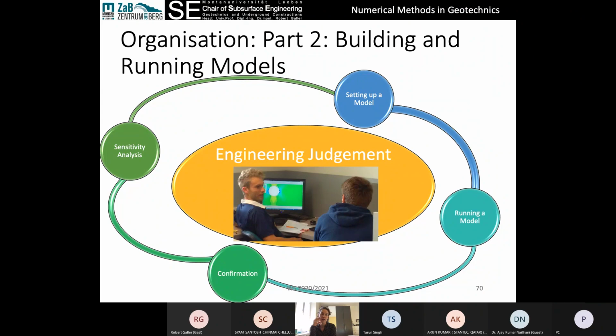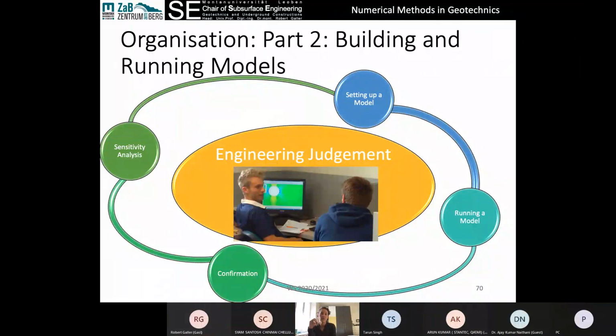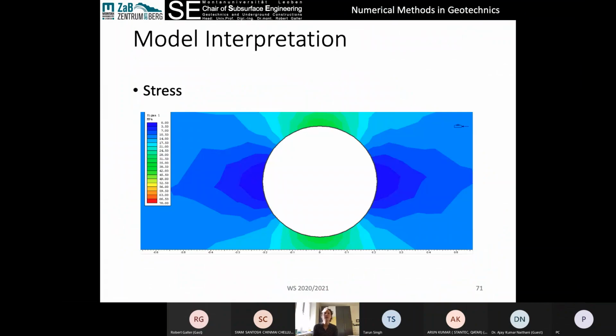Then we have to start thinking about confirming our model. How good is our model? How good a representation is it of our problem, of the system that we're trying to represent? So first, we have to start thinking about interpretation. What are the things that we should be looking at when we're interpreting our model?